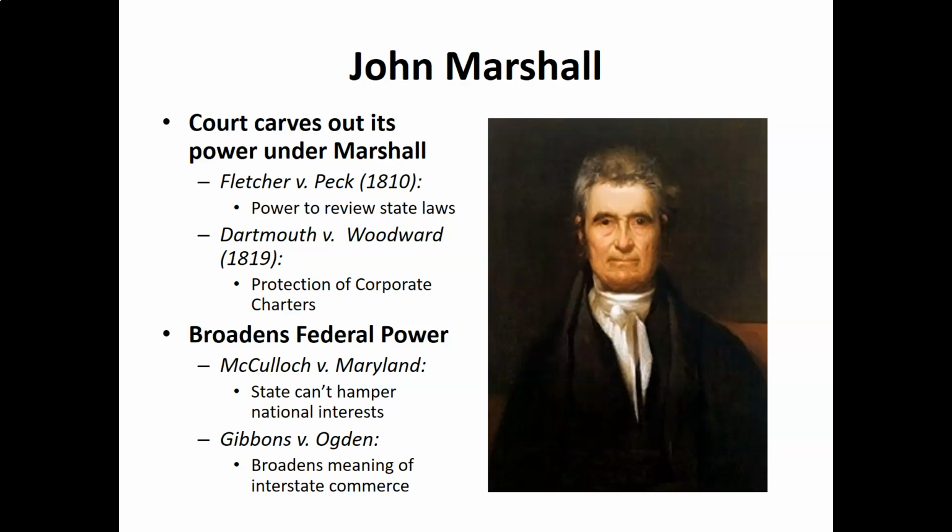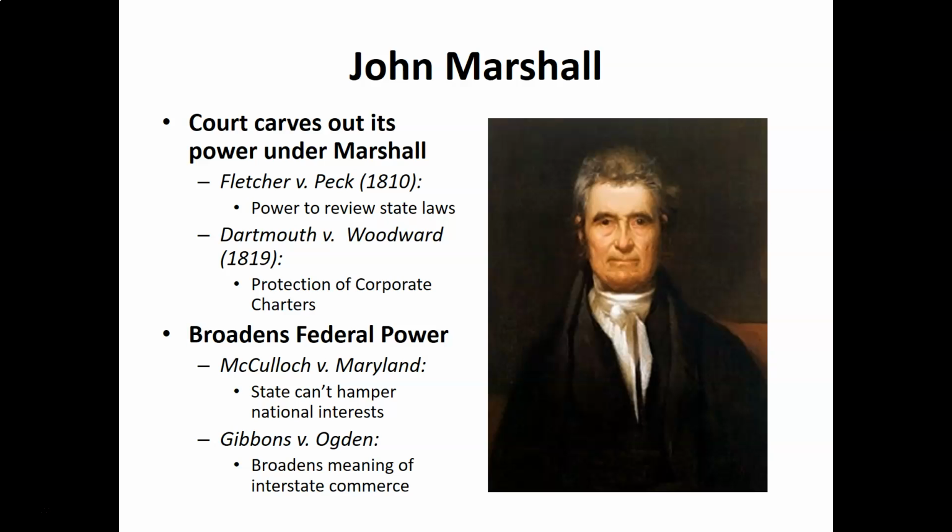All right, so let's move on and talk about John Marshall. He's our first Chief Justice of the Supreme Court. And he's very influential because our Supreme Court carves out its role and its powers because of him. And we're going to look at a couple of cases that actually helped carve out the power of the court as well as broaden the power of the federal government.